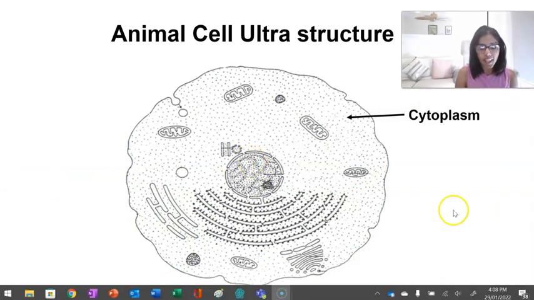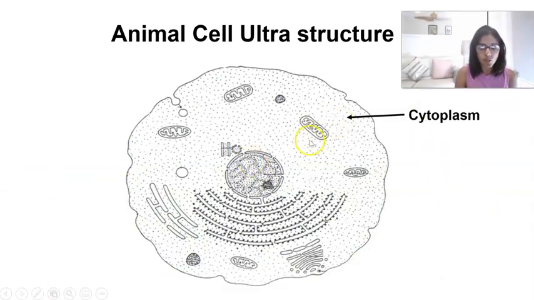Next thing we're going to be looking at is the cytoplasm. So you should be familiar with this. You should know that this is the jelly or the liquid part of the cell, and this is where most of the chemical reactions take place, and it's the fluid medium for all these other organelles.